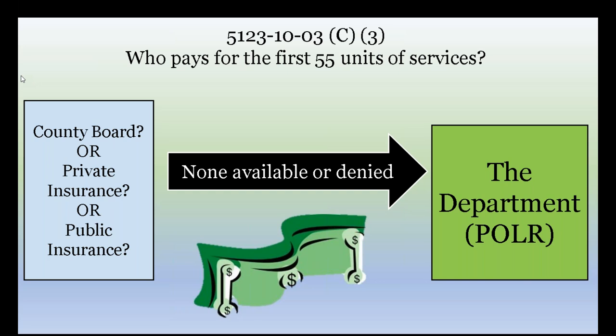When more than 55 units of early intervention services are identified as needed, a parent identified as able to pay for early intervention services shall be responsible for paying the cost of early intervention services, whereas a parent identified as unable to pay for early intervention services shall continue to receive the early intervention services at public expense.